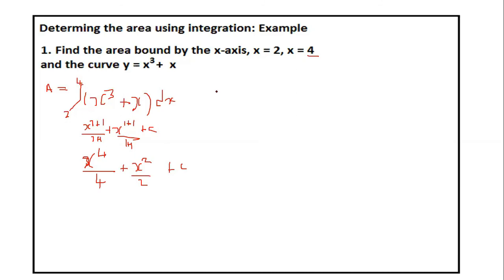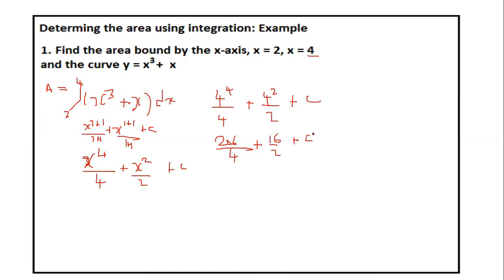So like I said, the next thing you have to do is substitute with a 4 here. So this one will be 4 to the power 4 over 4, plus 4 to the power 2 over 2, then plus C. Okay, so that is what we're going to do. So we simplify. This one will be 256 over 4, then plus C. 4 to the power 2, that is 16 over 2, then plus C.